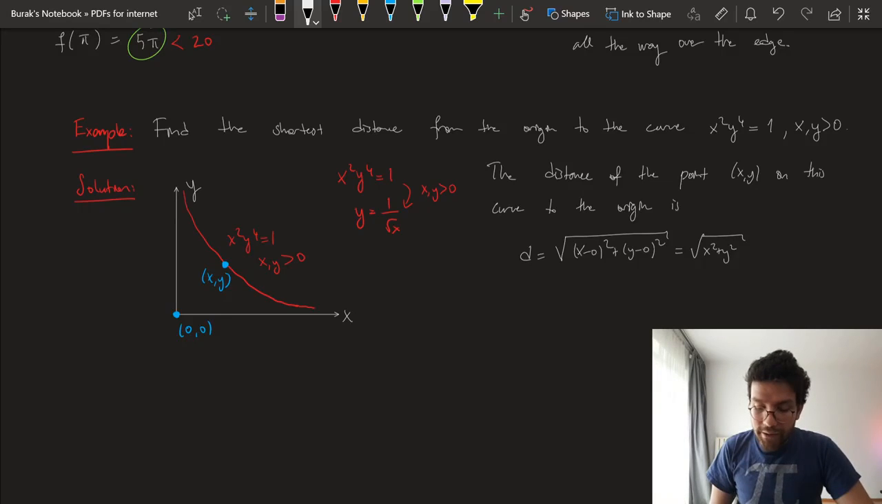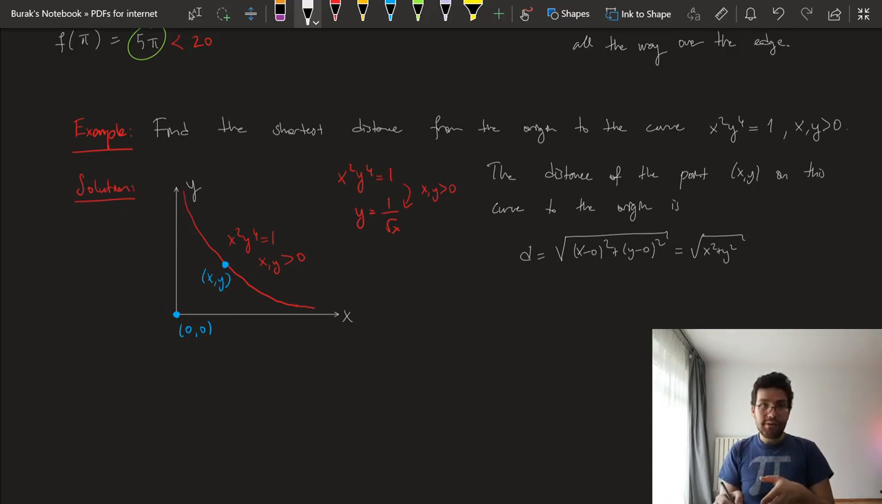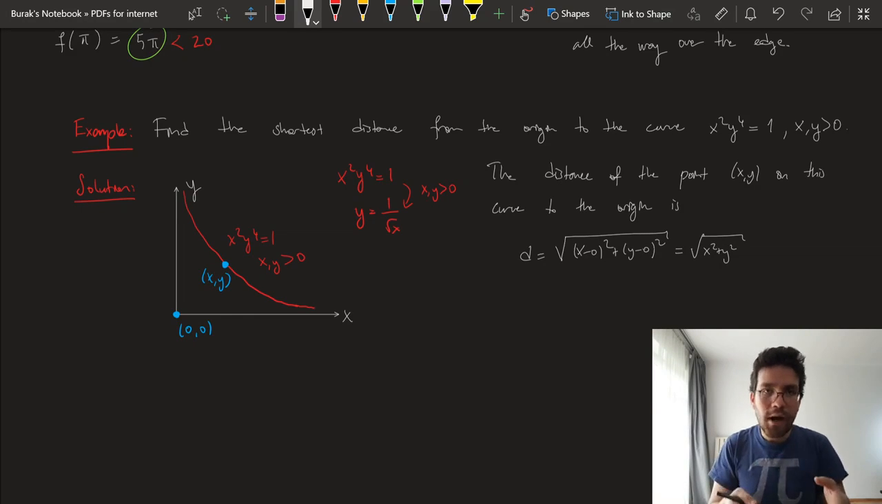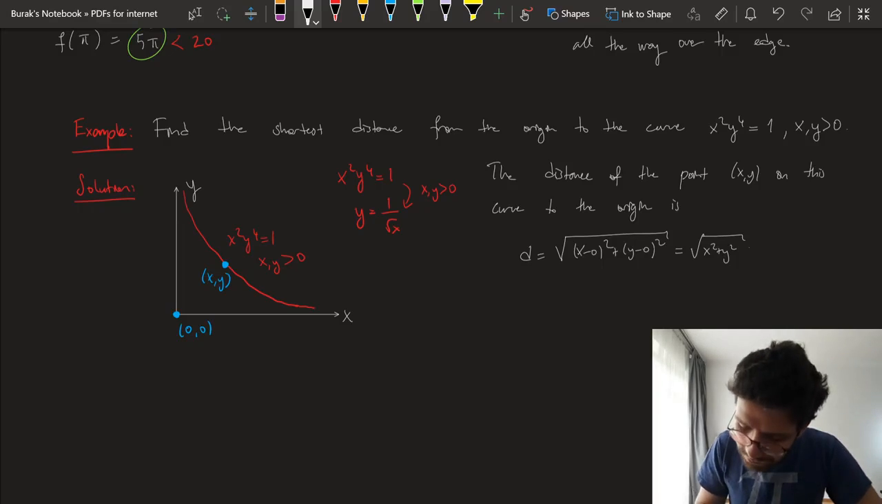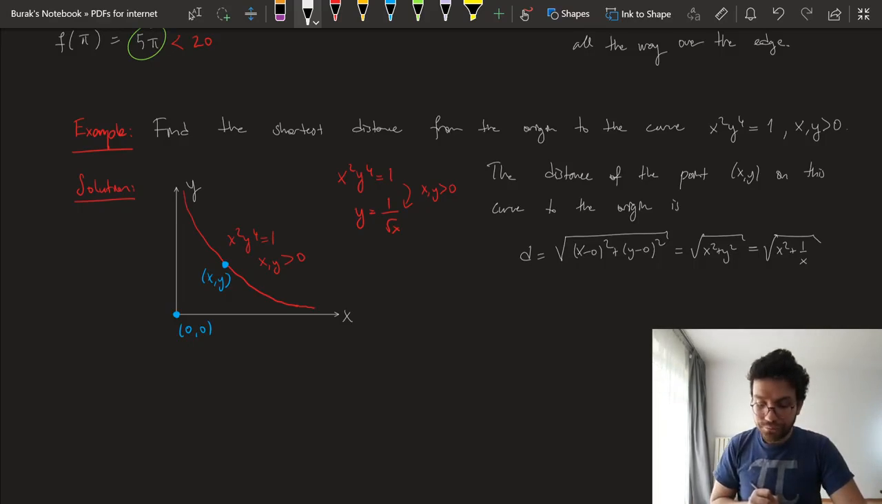Now, this is a function of two variables, and I don't want to try to optimize a function of two variables. Just like before, I need to reduce this to an optimization problem of a function of a single variable. So I'm going to either write x in terms of y or y in terms of x. Let me write y in terms of x. If I write 1 over root x instead of y, I get the square root of x squared plus 1 over x. So this is my function.